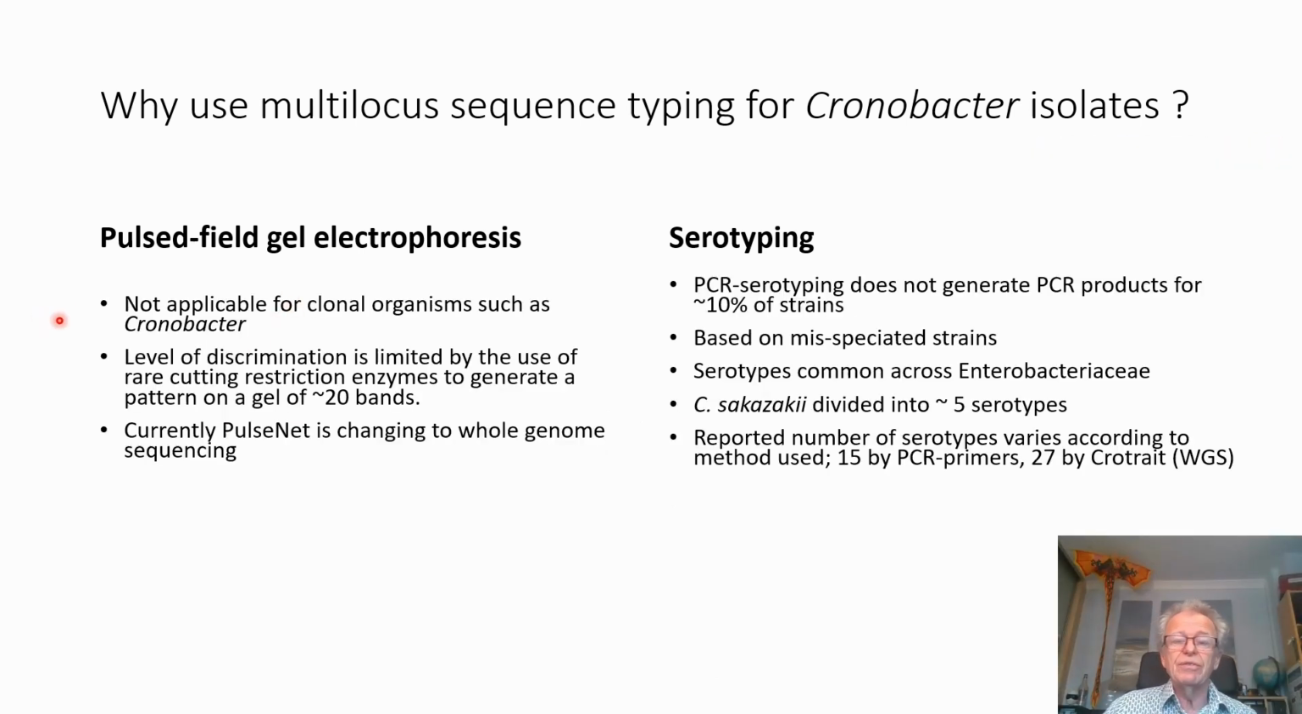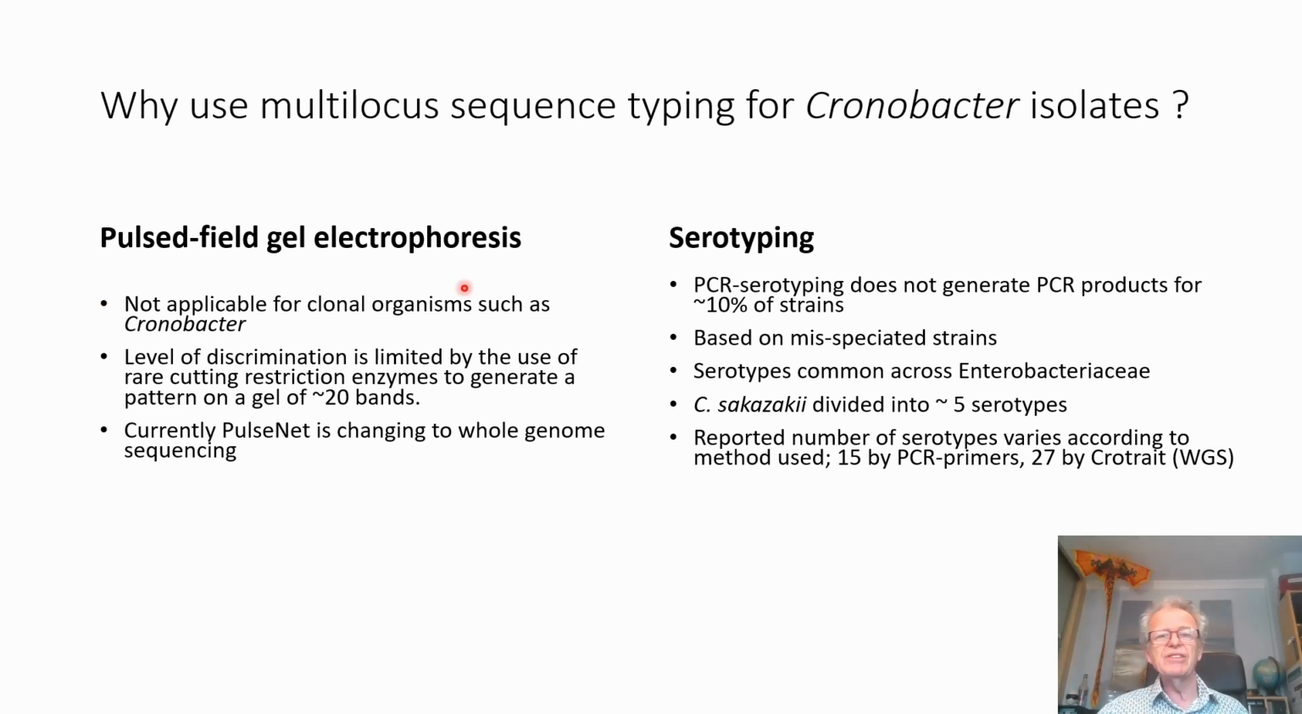Pulsed field gel electrophoresis is not applicable for clonal organisms, such as Cronobacter. It is primarily useful for those organisms that have independently inherited genes, not Cronobacter sakazakii. Maybe okay for Cronobacter dublinensis. Cronobacter dublinensis does seem not to be clonal. I can explain that if you contact me another time.